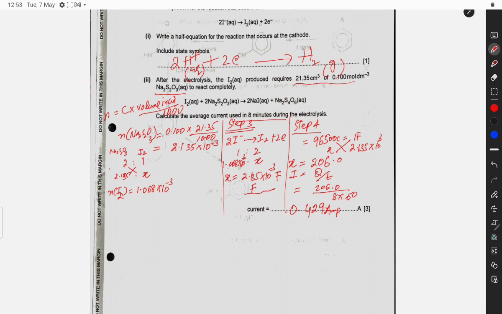is equal to 96,500 Coulomb. So this is the Coulomb, and what would be the Coulomb when 2.135 into 10 raised to the power minus 3 Faraday current passes? So x is equal to 206.0, and now current I is equal to Q upon T, and this is equal to 206.0 divided by 8 minutes, time is given. So 8 into 60, so the answer is 0.429 ampere.